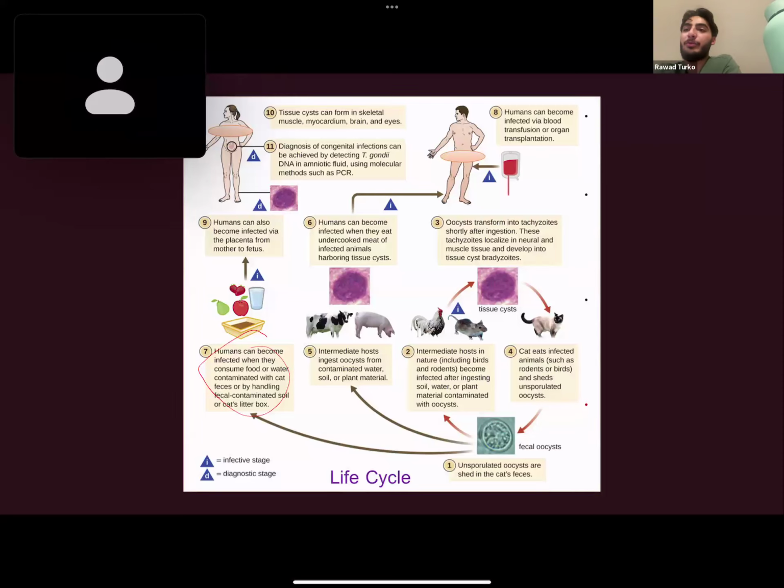Now, once these humans ingest these cysts, basically they're going to transform to tachyzoites, as mentioned here. Again, it says that it's taking place inside of these intermediate hosts, but it's the same cycle in the humans. It can transform into tachyzoites, and then these tachyzoites can localize in neural and muscle tissue and develop into tissue cysts, bradyzoites. Okay? So that's the cause for infection, or that's the pathogenesis.